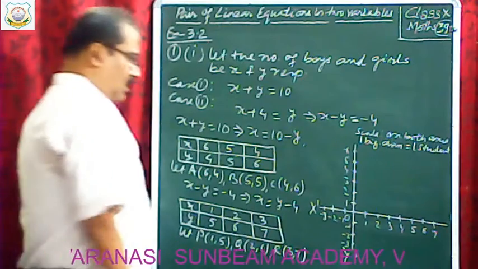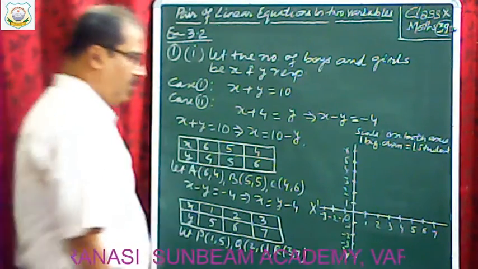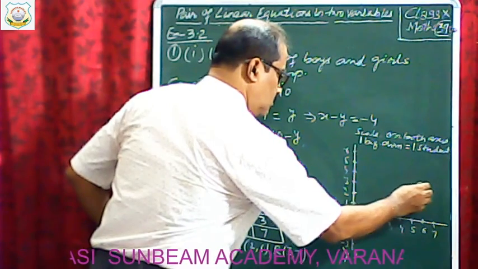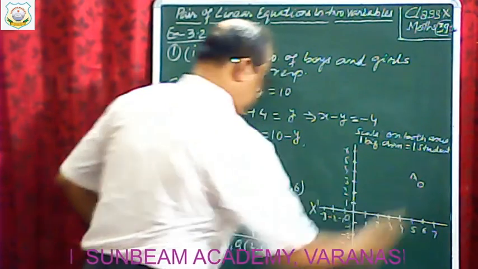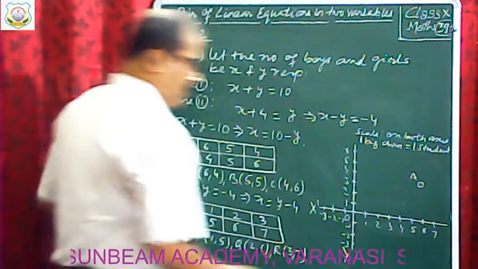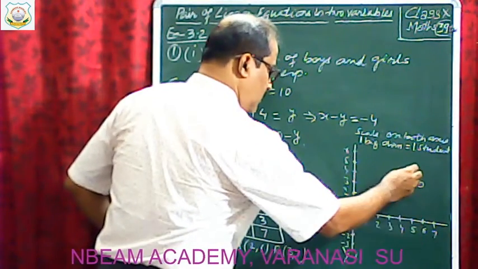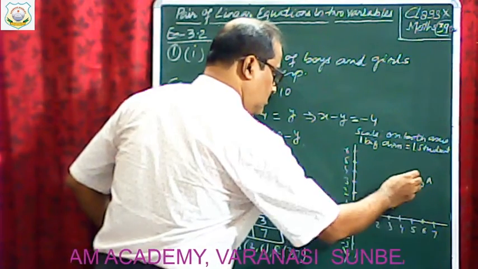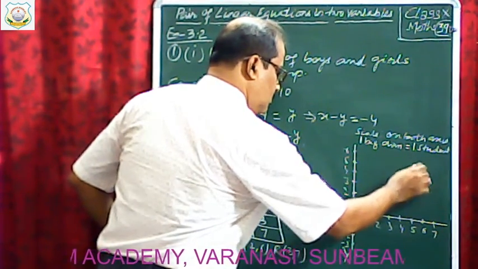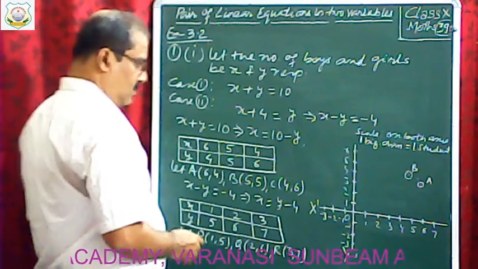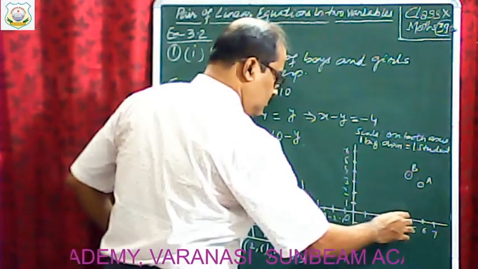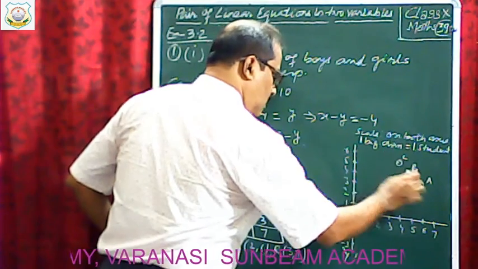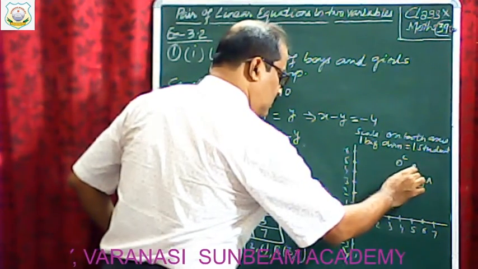Now thereafter you have to plot the points. 6, 4, that is A. 5, 5, B. 4, 6, C. You have to join these, you get a straight line.